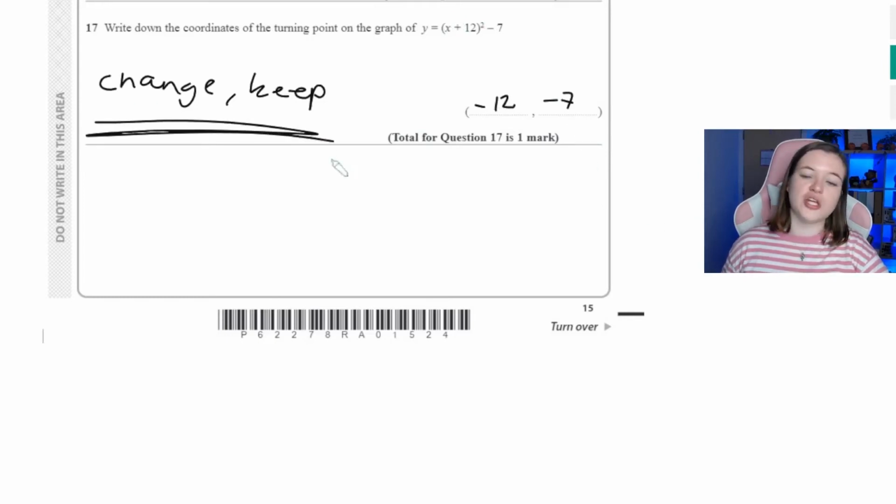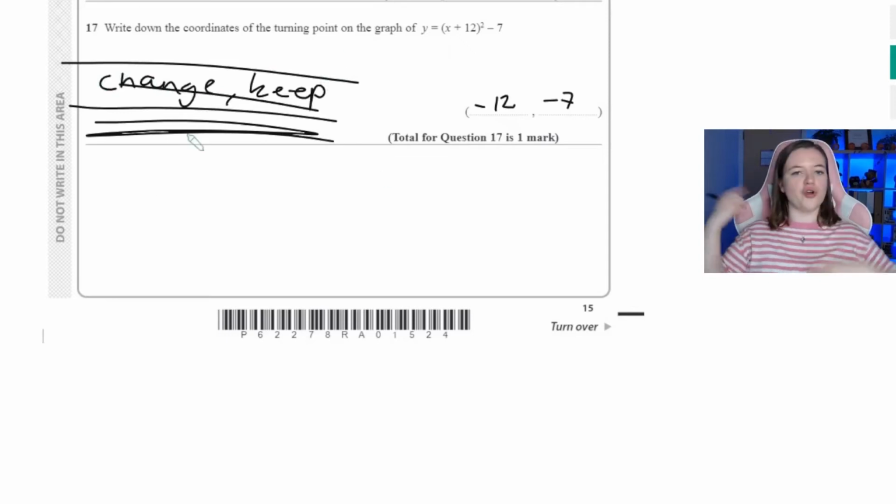It's always change, then keep. Change, then keep. Just keep repeating it over and over again until the exam. There we are. That's question 17.